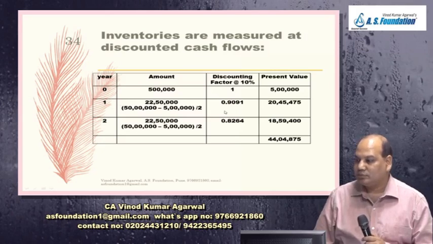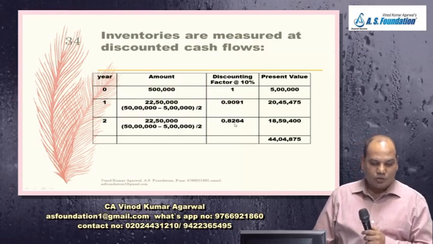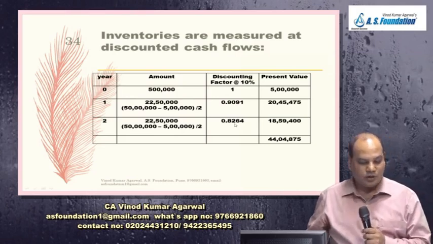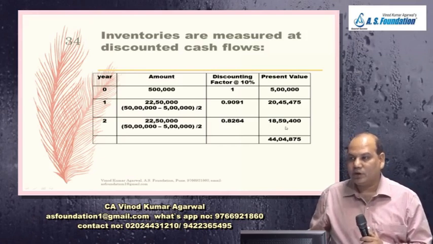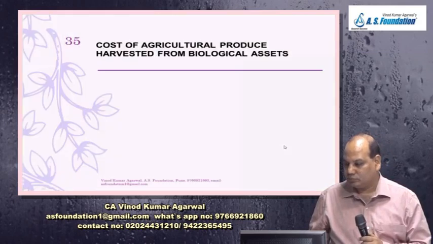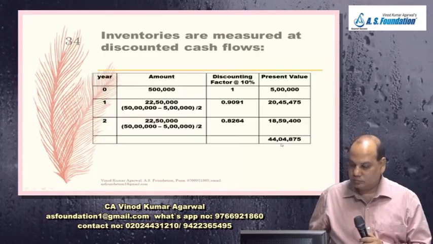Factor, write down, multiply. This installment which you are going to pay in first year has a present value of, check, 2045475. Yes, okay. 22 lakh 50,000. You can do it separately. You can combine them together. Is it 18 lakh 59,400? Tell me the total. Is the total right? 44 lakh 4,875.